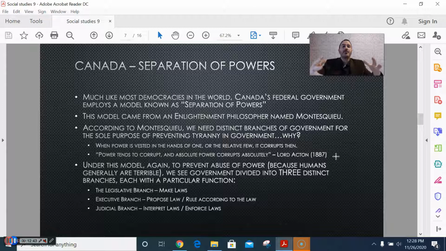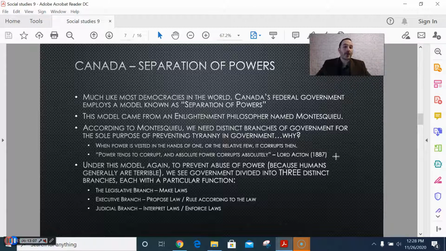When we distribute power amongst many people, when many people are used to make decisions, well, those decisions hopefully factor in the best interests of the people. So when one person has all the power, it turns into a dictatorship. And we don't want that, right? We don't want that. So instead, we distribute power.